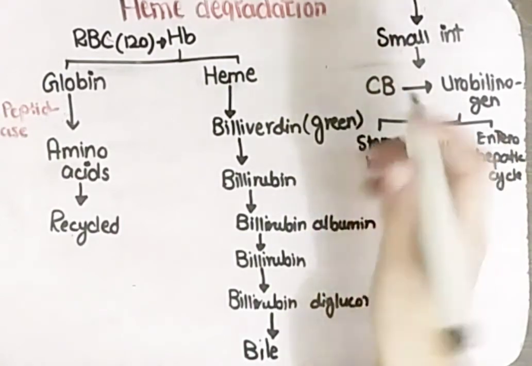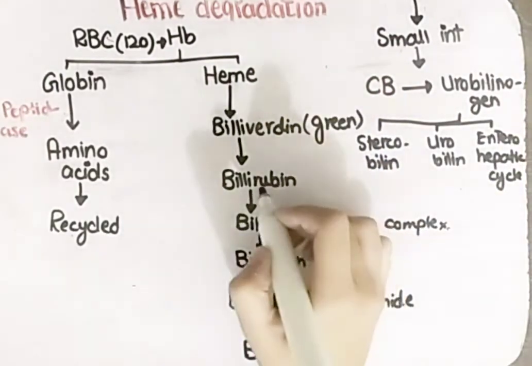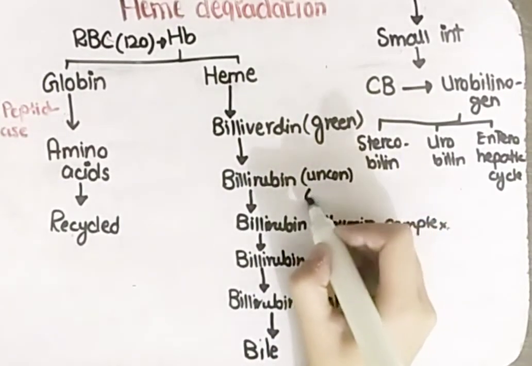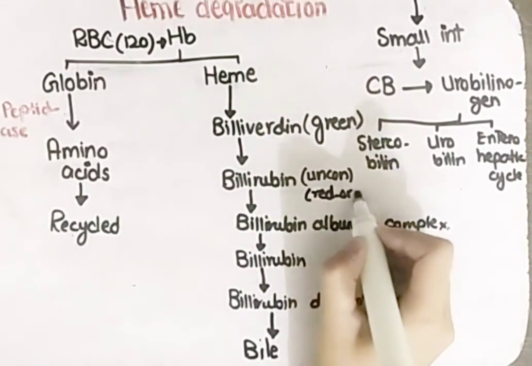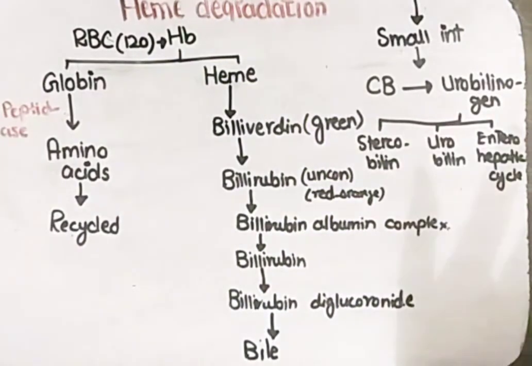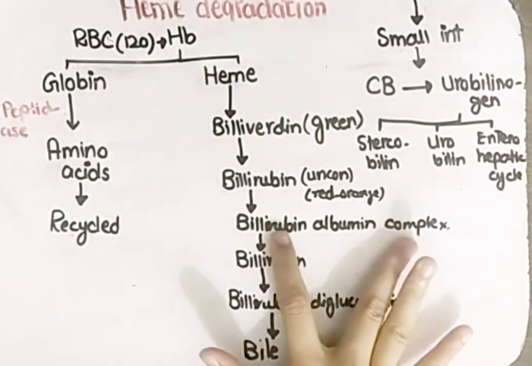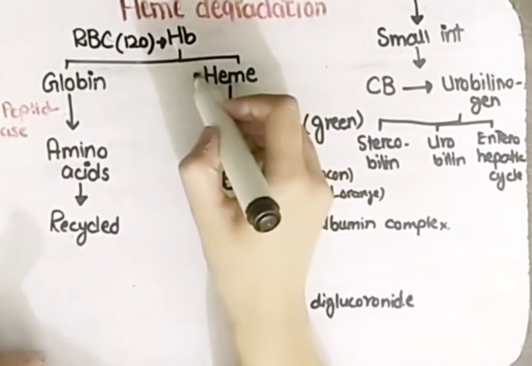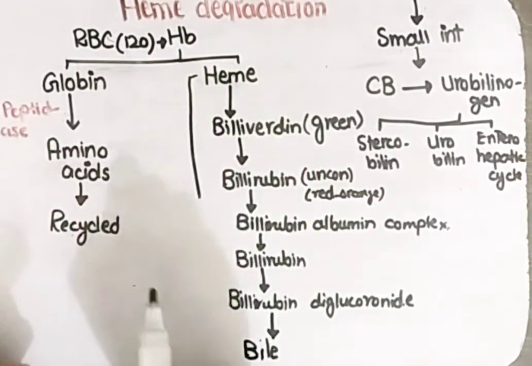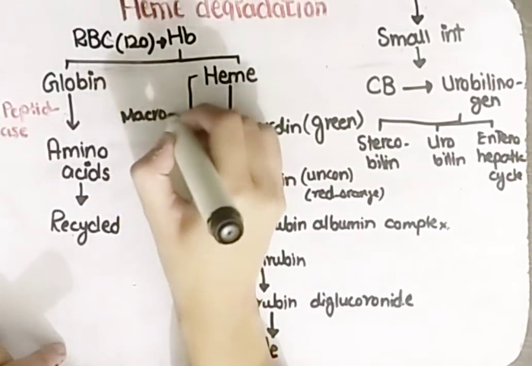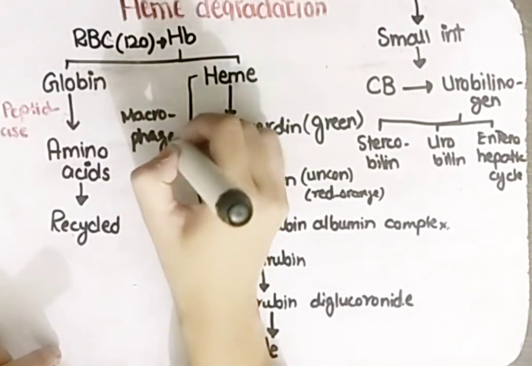This biliverdin was reduced with the help of biliverdin reductase using NADPH and was converted into bilirubin. This bilirubin is unconjugated bilirubin and it is red-orange in color. It was insoluble in water, it was fat soluble, so it can't travel in the blood, so it was bound to albumin. It formed bilirubin albumin complex. The bilirubin albumin complex was then transported into the liver. So this whole process till here occurred in macrophage.